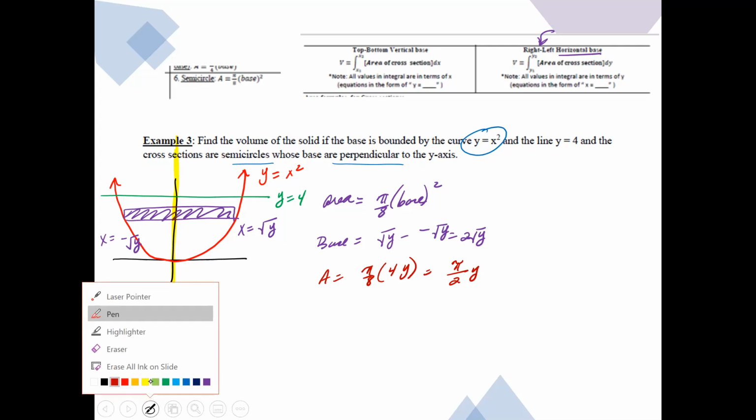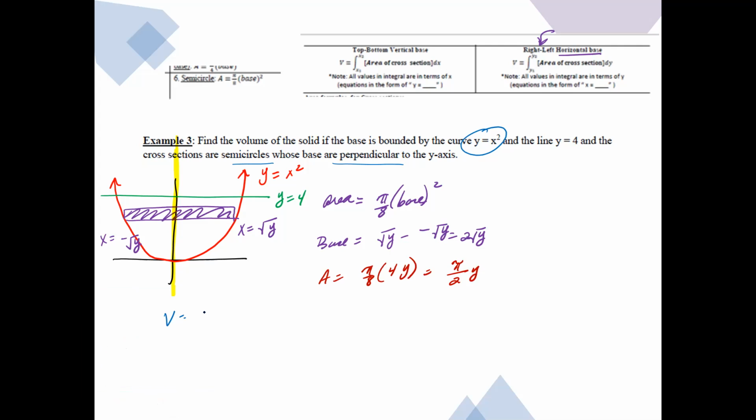Now let's go ahead and plug this into the formula. Your formula is volume is from 0 to 4. It is going to be the area of the cross section, and the area of the cross section is pi over 8y dy. This is a constant, so I can just move it out. So I have pi over 8. Evaluate the y, which is going to give you 1/2 y squared from 0 to 4.